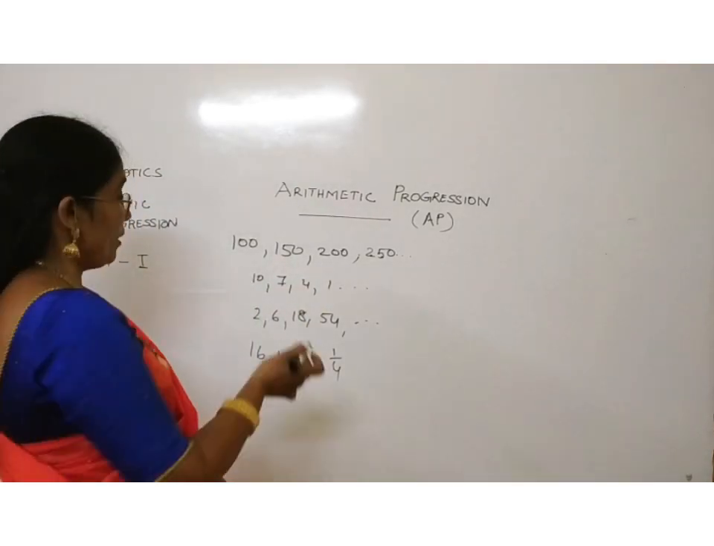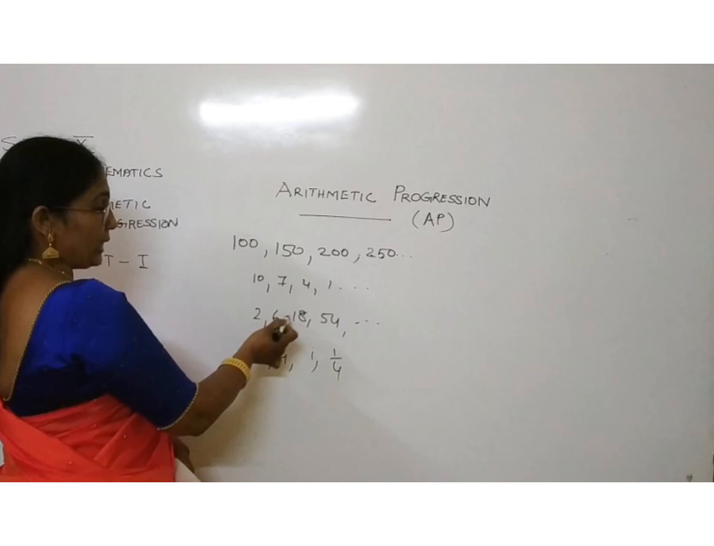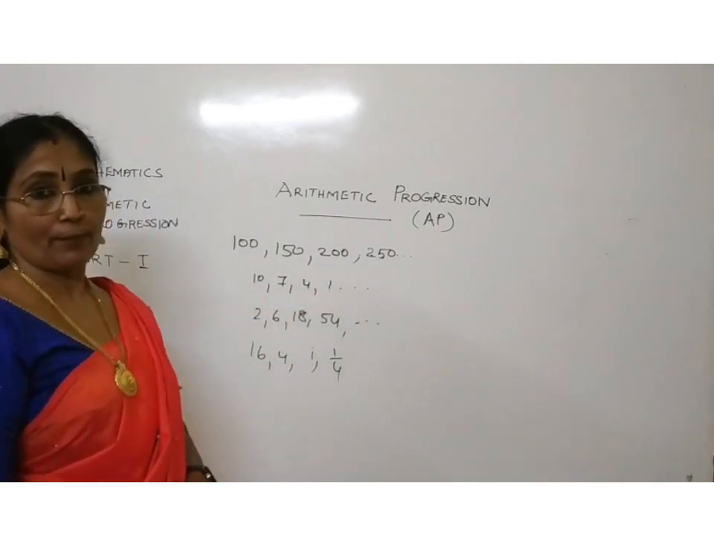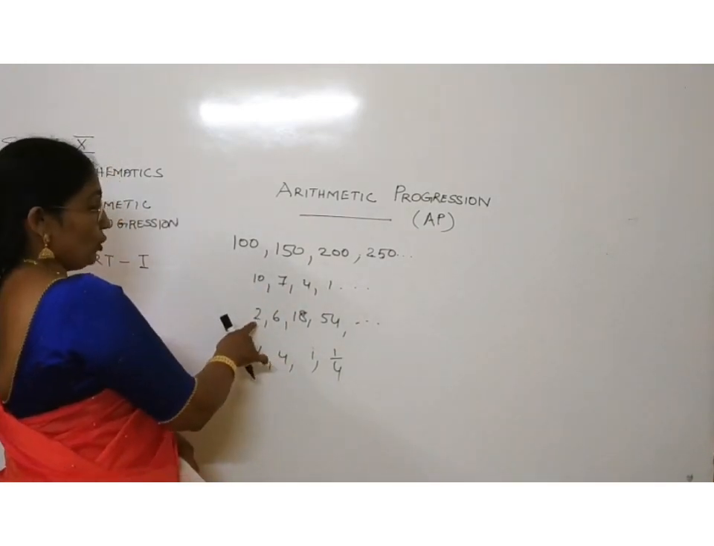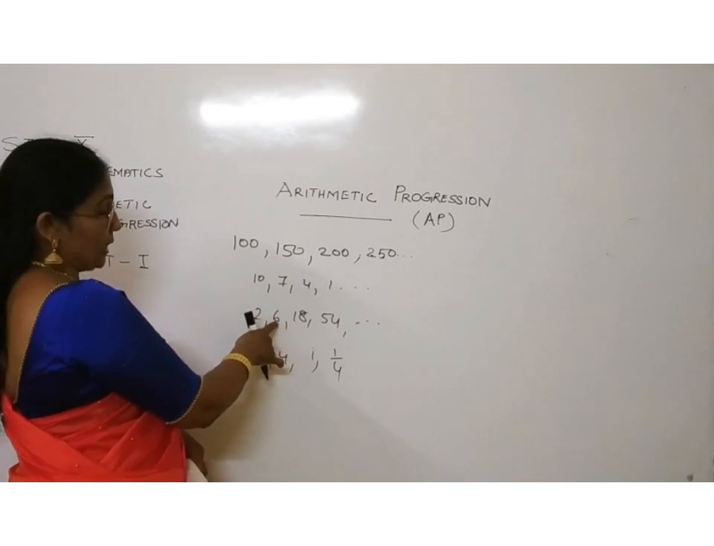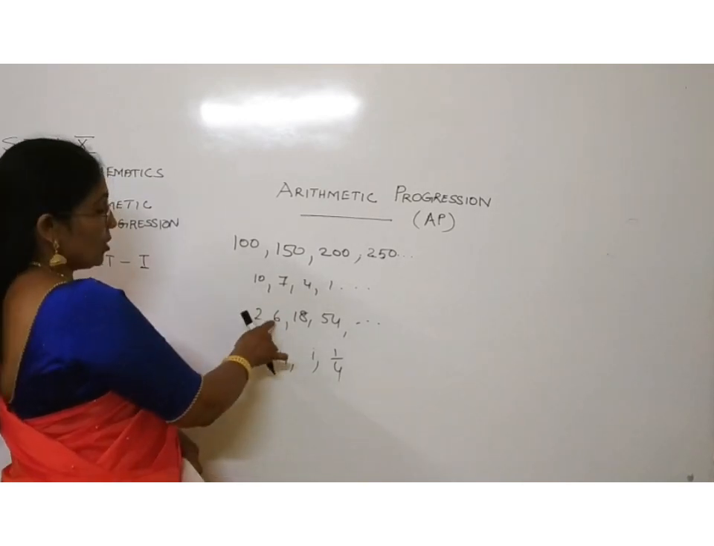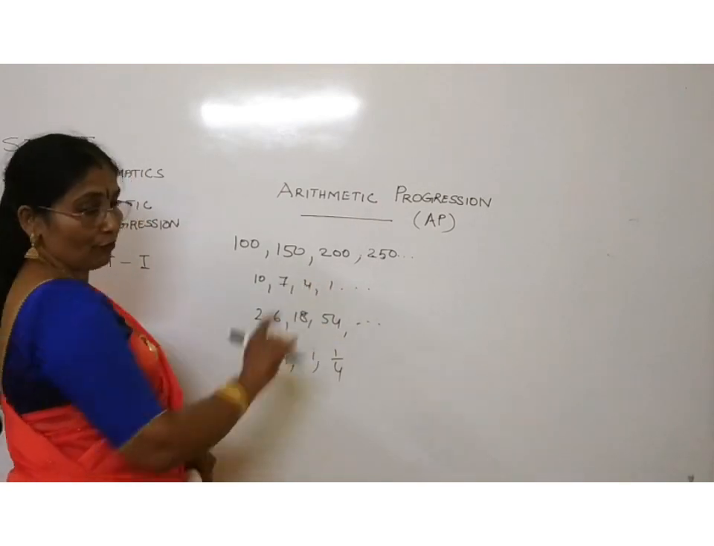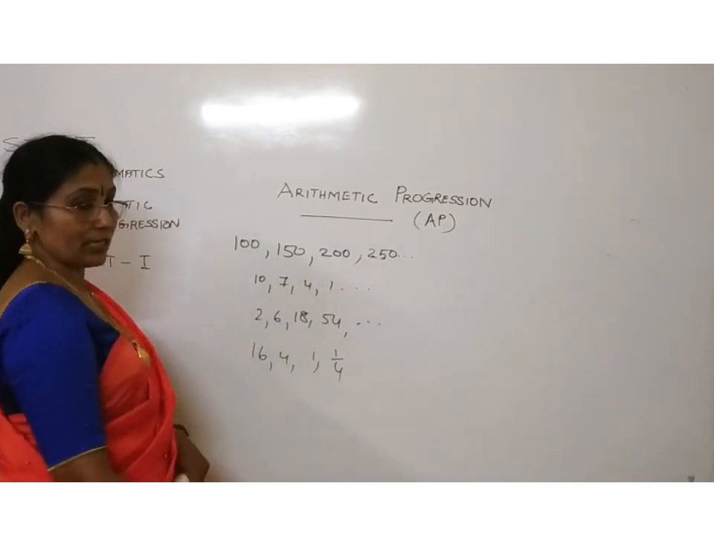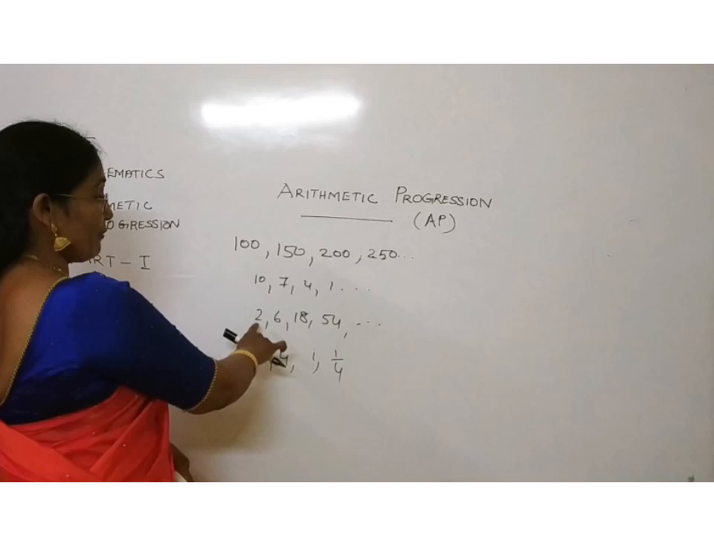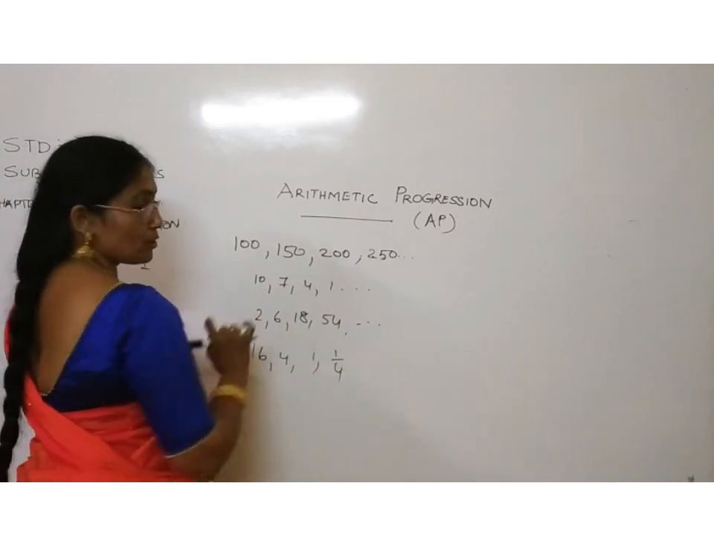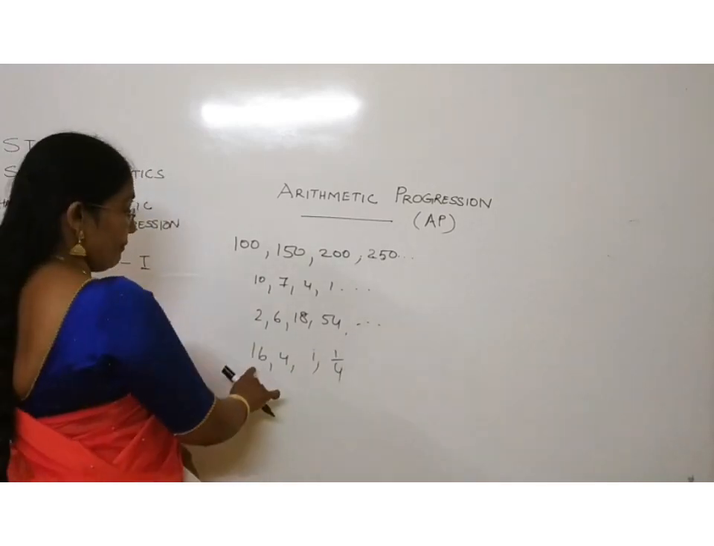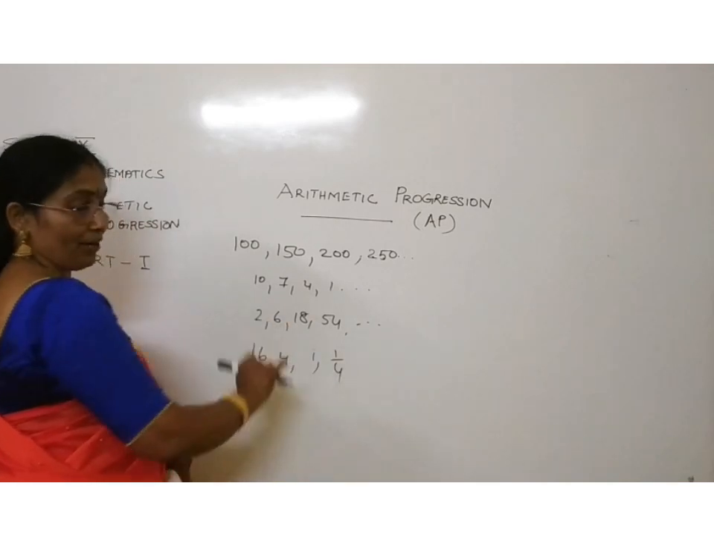The third one is 2, 6, 18, 54, etc. Here we have multiplied by 3: 2 threes are 6, then 6 times 3 gives 18, and 18 threes are 54. That means by adding a fixed number or multiplying by a fixed number, you get a series of numbers. In this case, 16, 4, 1, 1/4.